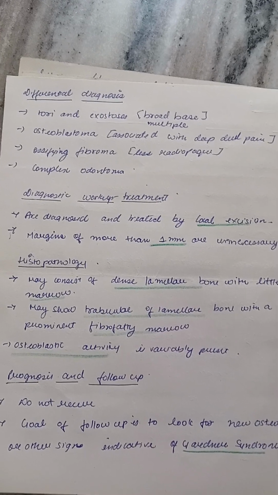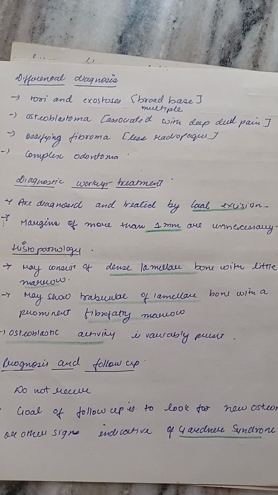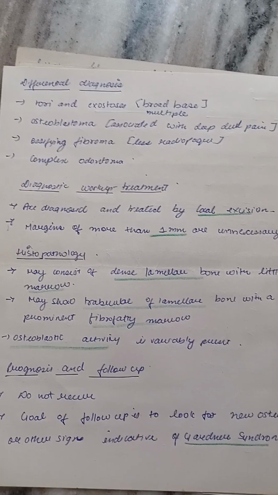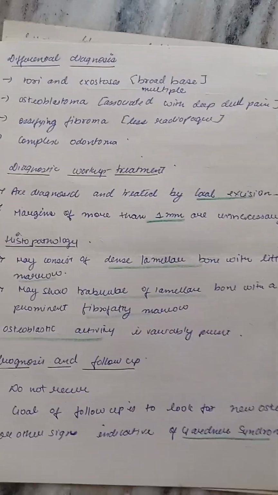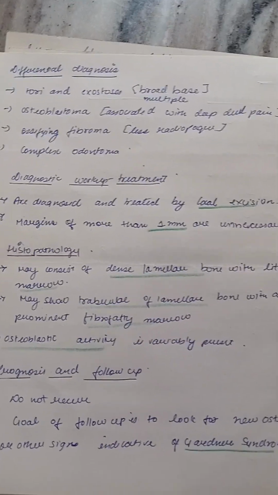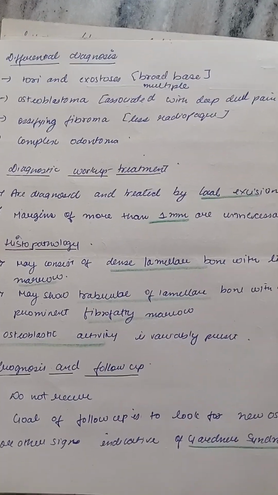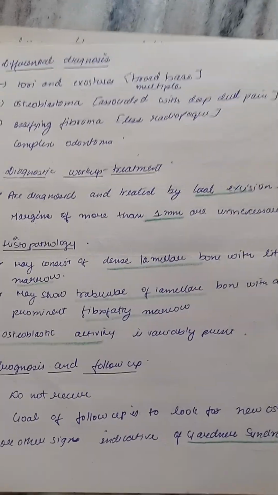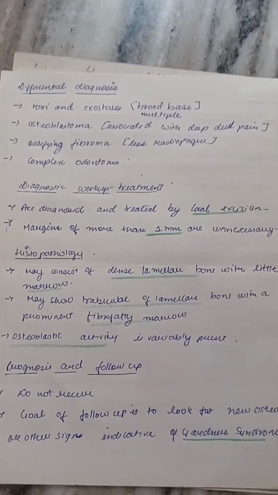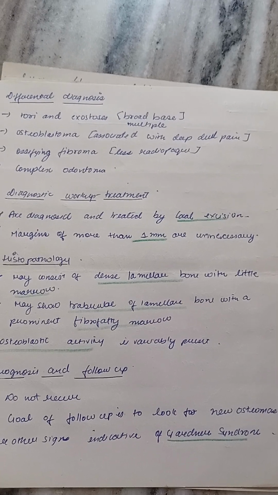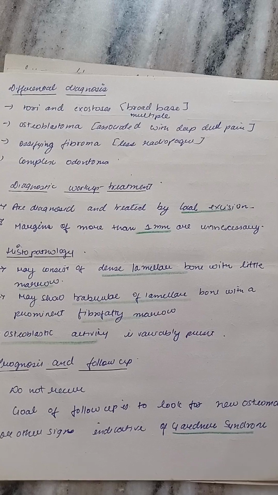Now coming to prognosis and follow-up, they do not recur. Osteomas generally do not recur, and osteoma as a single entity in the jaw is very rare. It is mainly associated with Gardner syndrome along with other entities. The goal of follow-up is to look for new osteomas or other signs indicative of Gardner syndrome.